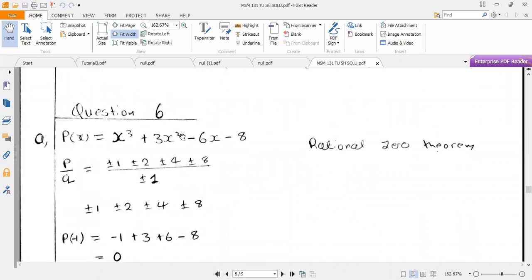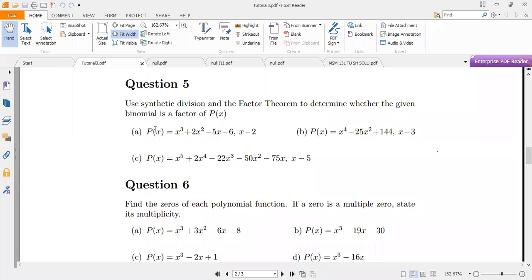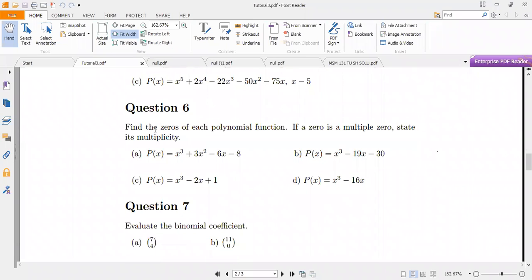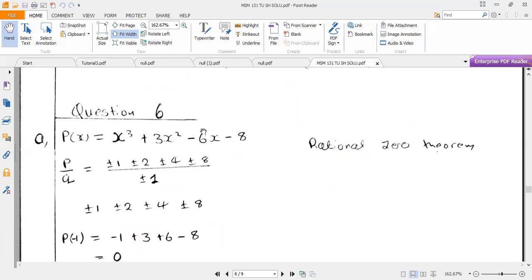Yeah. All right, question 6. Find the zeros of each polynomial function. If a 0 is a multiple 0, state its multiplicity. So P(x) is equal to x cubed plus 3x squared minus 6x minus 8. So we want to find the zeros. So how do we find the zeros?